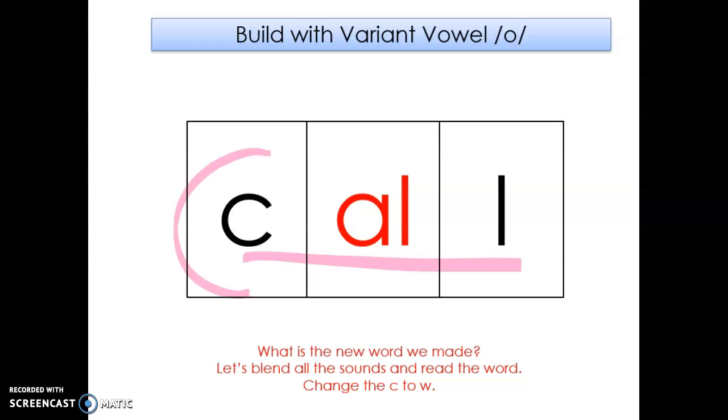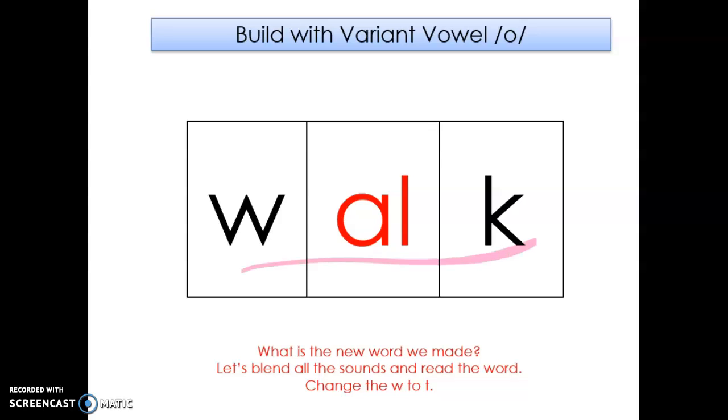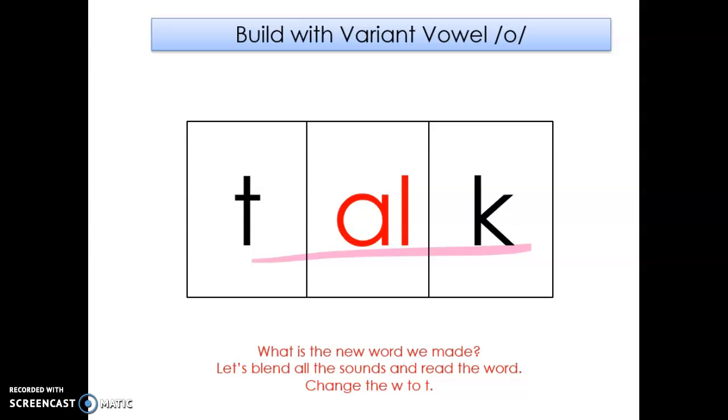Okay, change C to W and add a K at the end. Think. Say the word is walk. What's the word? Change W to T. Think. Say the word is talk. What's the word? Good job.